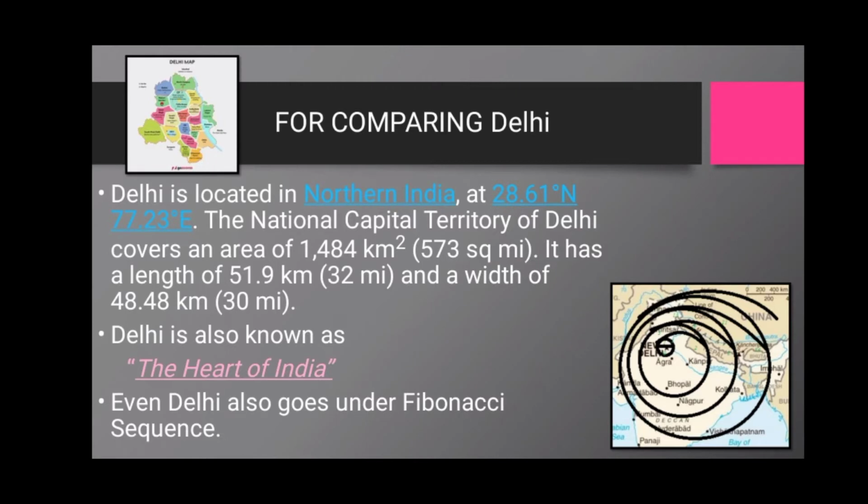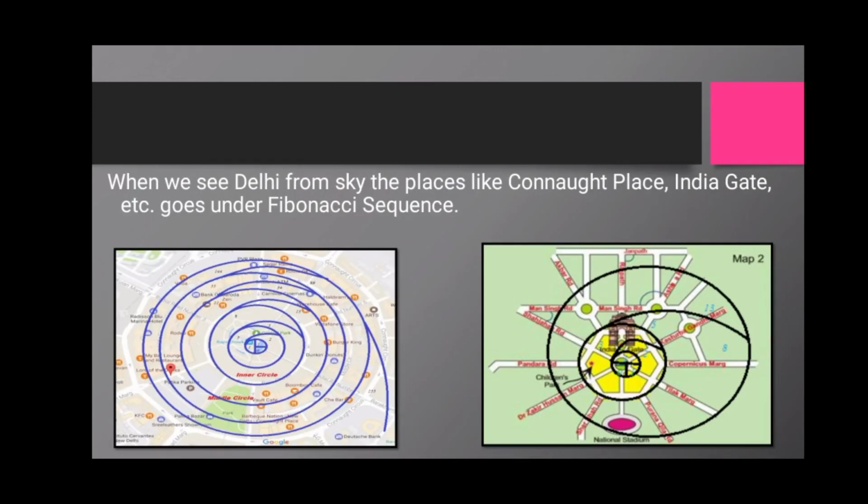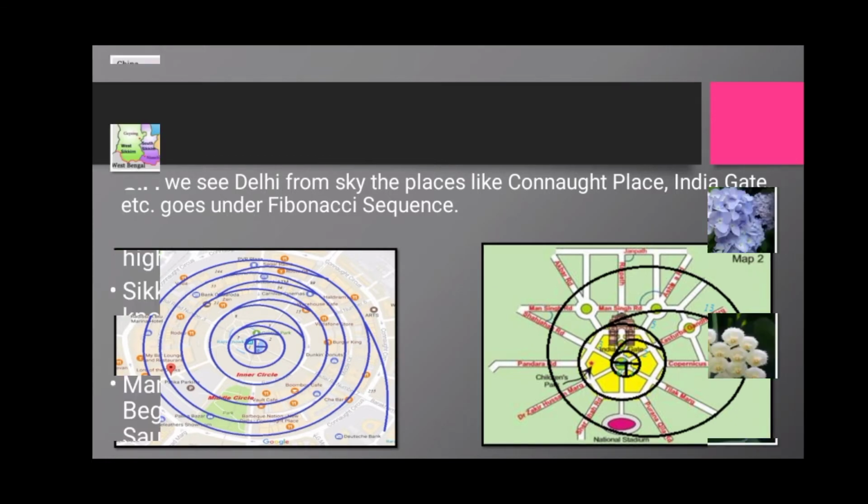For comparing Delhi, Delhi is located in northern India at 28.61 north and 77.23 east latitudes and longitudes. The National Capital Territory of Delhi covers an area of 1,484 km square. It has a length of 51.9 km and a width of 48.48 km. Delhi is known as the heart of India. Even Delhi also goes under the Fibonacci sequence. When we see Delhi from the sky, places like Connaught Place and India Gate go under the Fibonacci sequence.